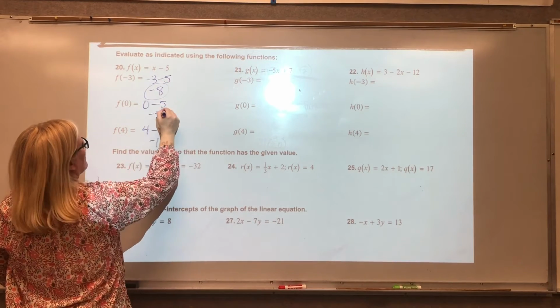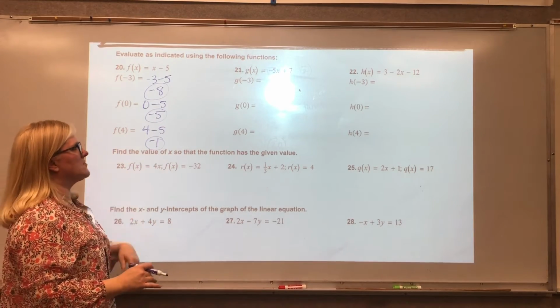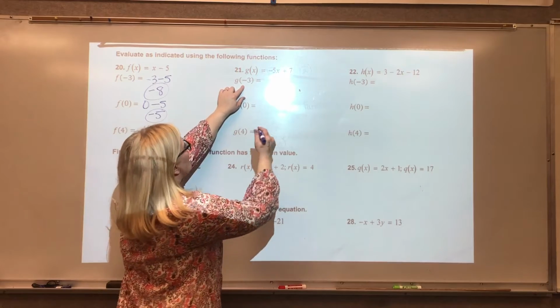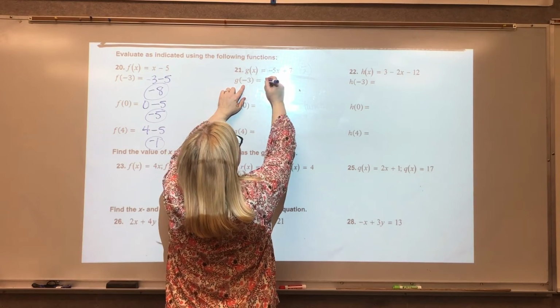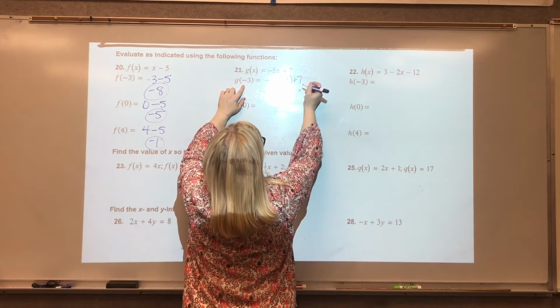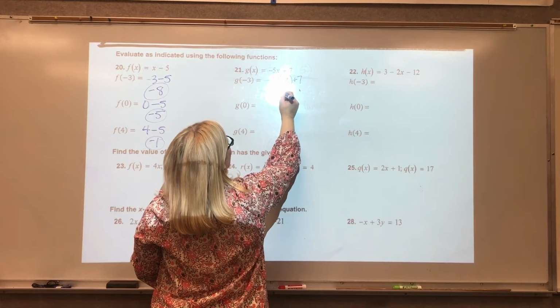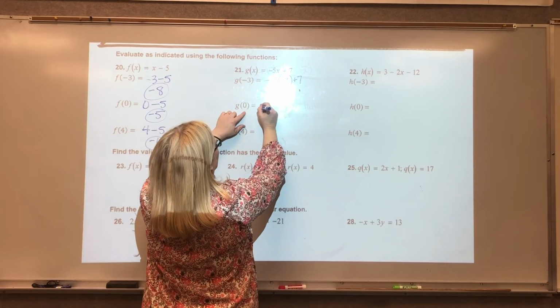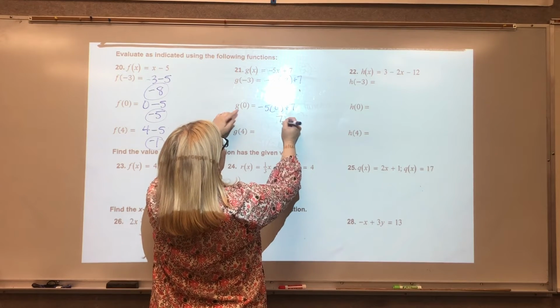Okay, so here are the answers. I'm not going to circle them. You guys are watching me do this. Okay, here we go again. So we're going to plug -3 in for x. So I have -5 times -3 plus 7. This is -15 plus 7. So this is -8. If I plug in a 0, then I get 7.